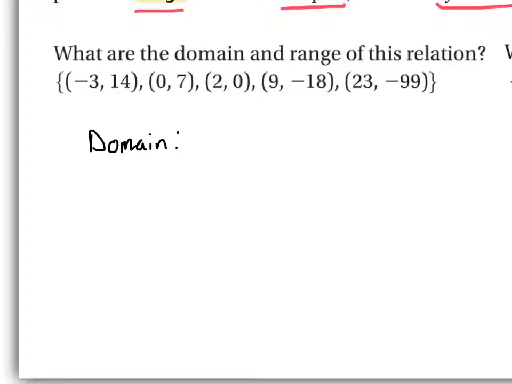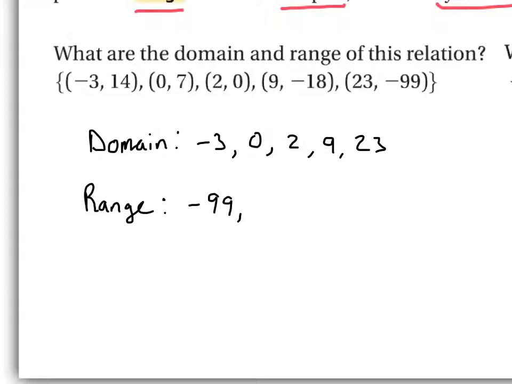I always like to put them in order. So -3, 0, 2, 9, 23. There's our x coordinates. And for the range, it would be -99, -18, 0, 7, and 14.